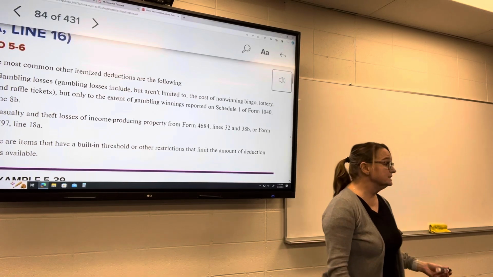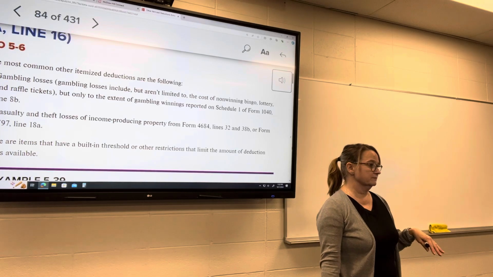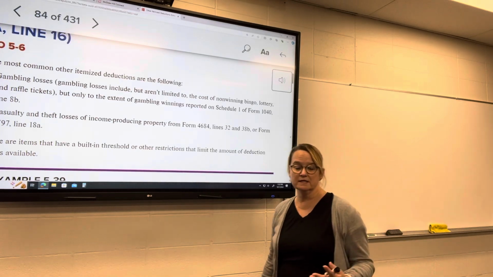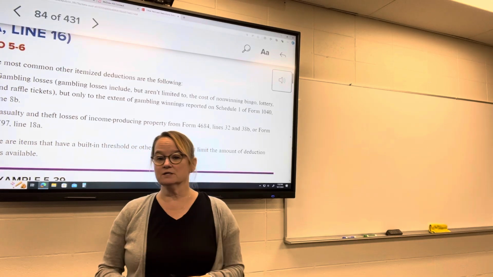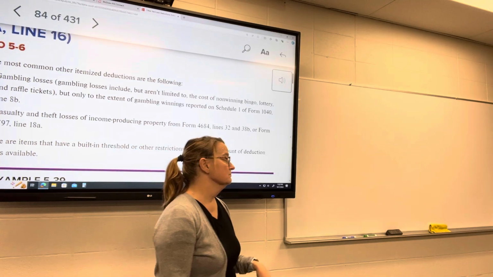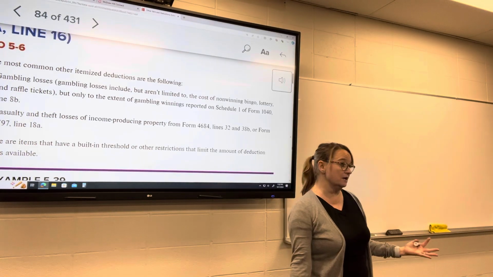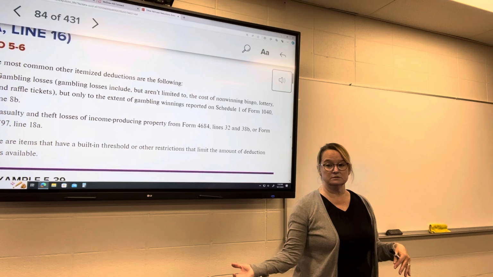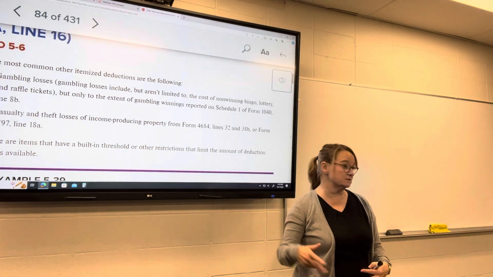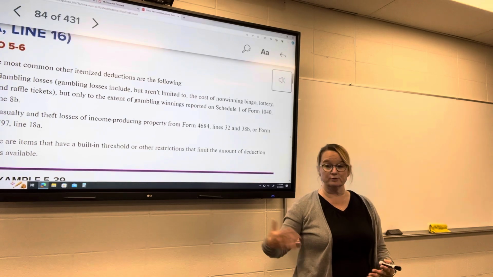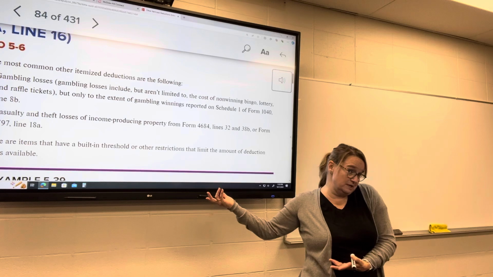Gambling losses are deductible, but only to the extent of gambling winnings. So if you win $2,000 at the lottery and you have spent $3,000 over the last year at the casino in losses, you can deduct $2,000 of those casino losses against the $2,000 lottery winnings.